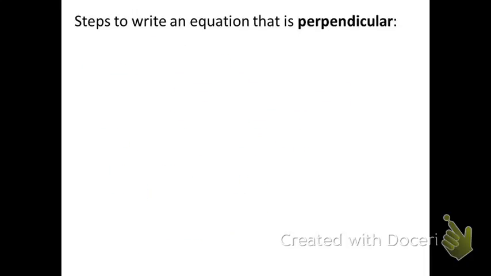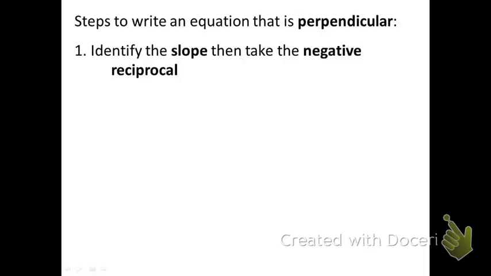Okay, the next thing that we're going to do is write the equation of a line that is perpendicular. So we'll start out by identifying the slope, and then this is what's really important. We will take the negative reciprocal because perpendicular lines have negative reciprocal slopes. They also form right angles, but what we're going to be looking at is understanding that they have negative reciprocal slopes.